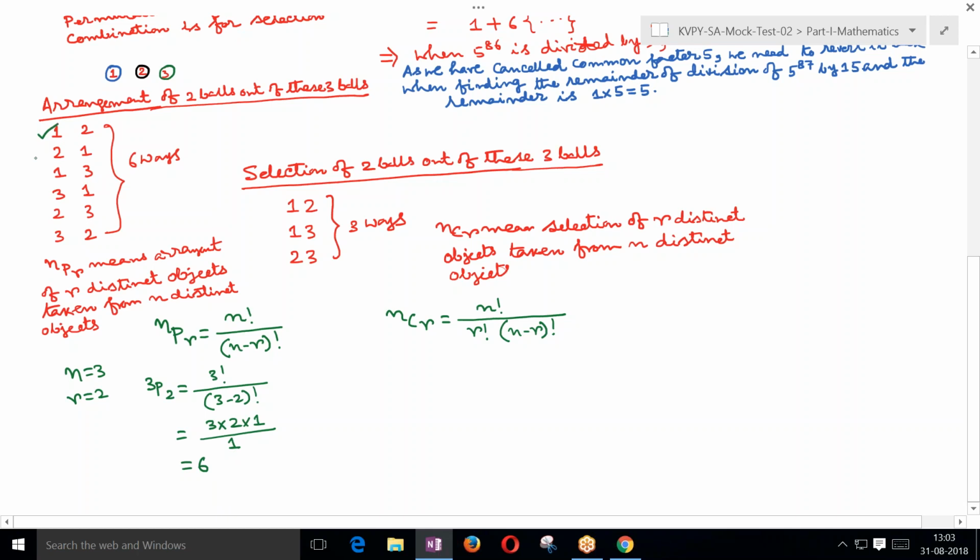These are the 6 ways: 1 2 is one way, then 2 1, then 1 3, then 3 1, then 2 3, then 3 2. Now let's see the case of combination. Here also n is equal to 3. Out of 3 distinct objects, you are taking 2 objects at a time. Then it is 3C2, which is equal to 3 factorial divided by 2 factorial into (3 minus 2) factorial. So what is it coming to?